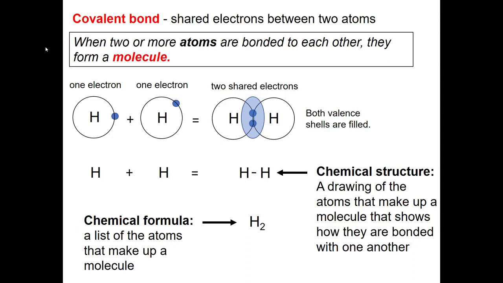It's just by writing the abbreviation for hydrogen. So there's hydrogen and hydrogen. We have these two hydrogen atoms that come together. And we have a dash in between, and that represents the covalent bond that's connecting them. So that's what we would call a chemical structure. It's sort of a drawing of the atoms that are making up this molecule with these little lines that show the covalent bonds that connect them.